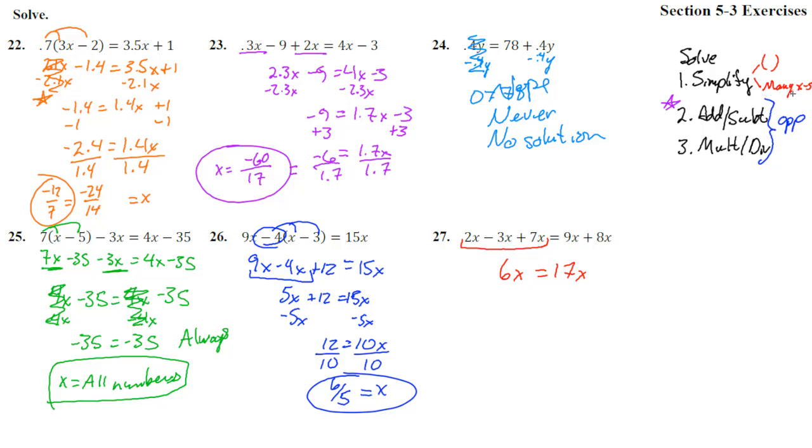Many x's. We've got to take care of those. We still need to get the x's together. I'm going to subtract 6x, subtract 6x. And I get 0 equals 11x. Now you can kind of see what's going on. 11 times what equals 0? Divide by 11, and we get x equals 0.